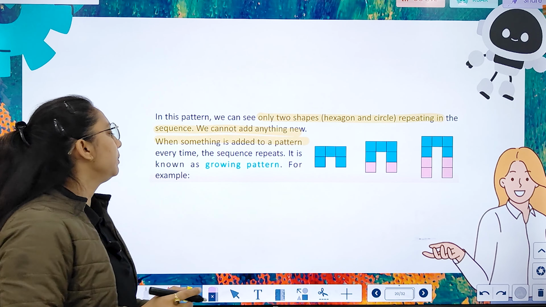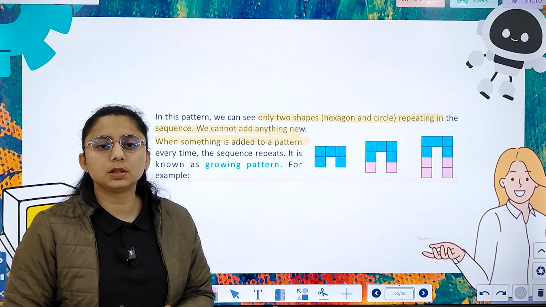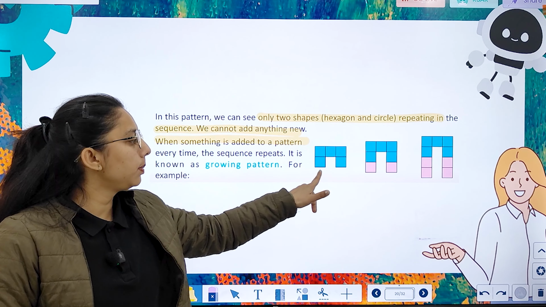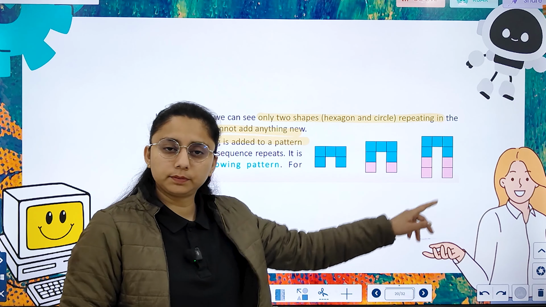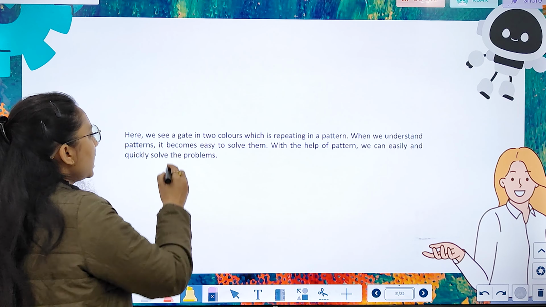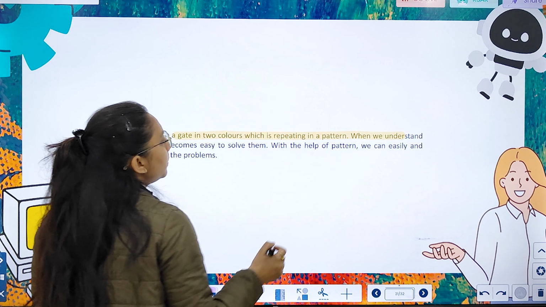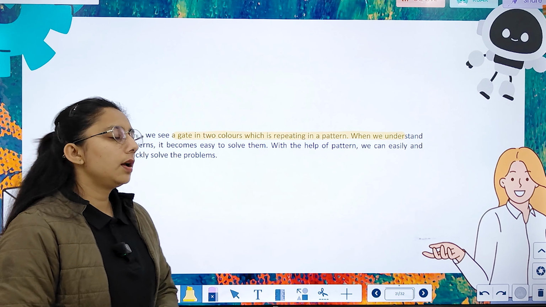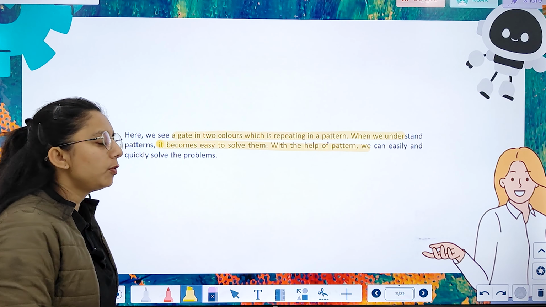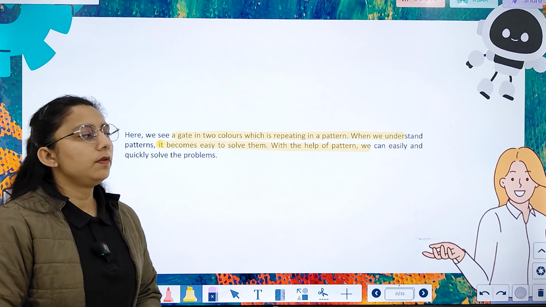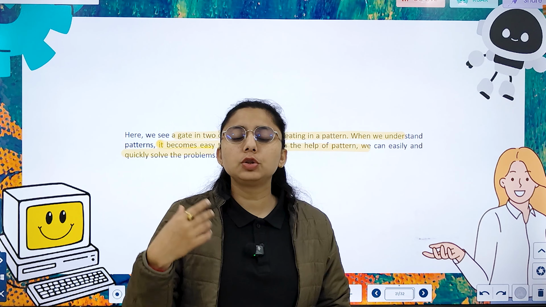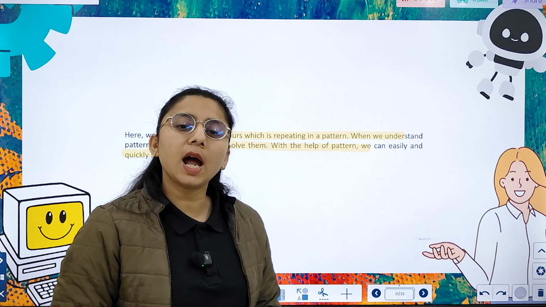When something is added every time the sequence repeats, it is called a growing pattern. What do we call it? It is a growing pattern. You can see it is growing downward. Next, we see a gate in two colors which is repeating in a pattern. When we understand the pattern, it becomes easy to solve problems. So with the help of pattern, we can easily and quickly solve any problem.